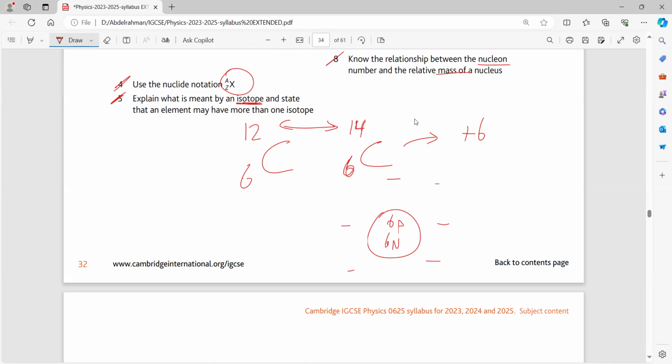Why? Because the number of protons is equal to the number of electrons. If I'm talking about the carbon atom as a whole. If I'm talking about the carbon nucleus, the nucleus by itself is positively charged. Why? Because we have no electrons inside the nucleus. So if you have no electrons, then it will be positively charged. That's it. I hope you got that part.